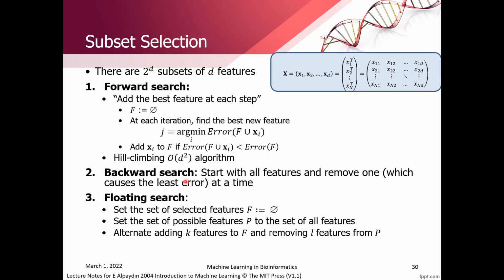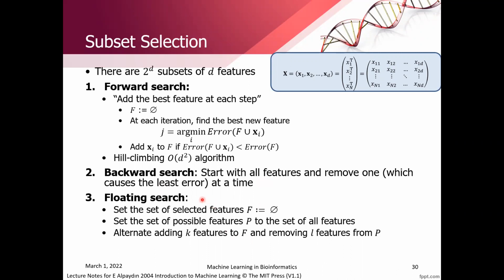The symmetric approach is backward search. Backward search means that we start with all the features, and we try to delete one feature at a time, working in a similar way as the forward search. We delete one feature, compute the error, and we select the feature whose removal causes the smallest increase in the error.